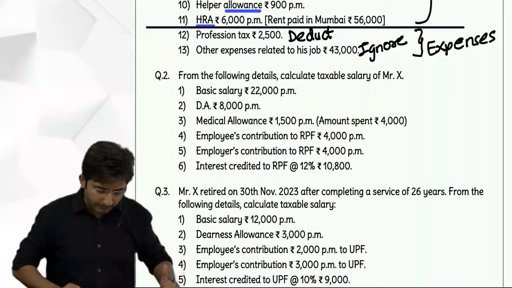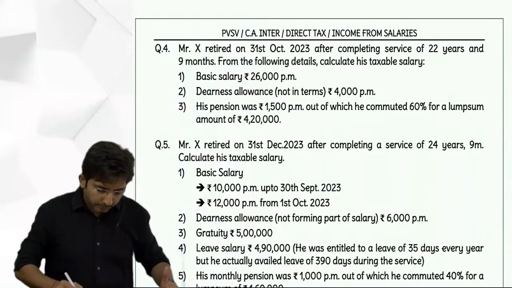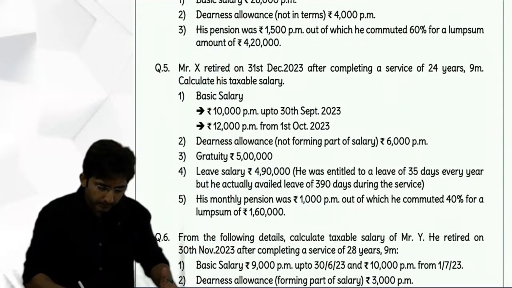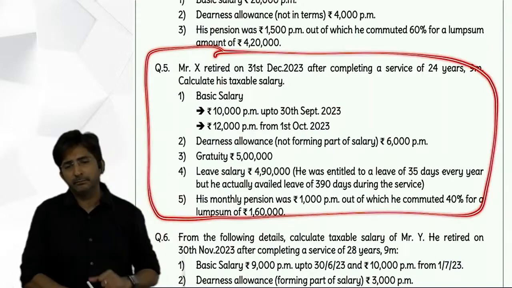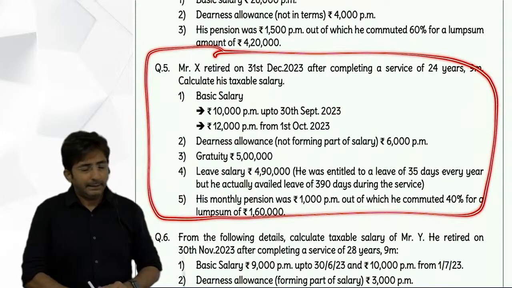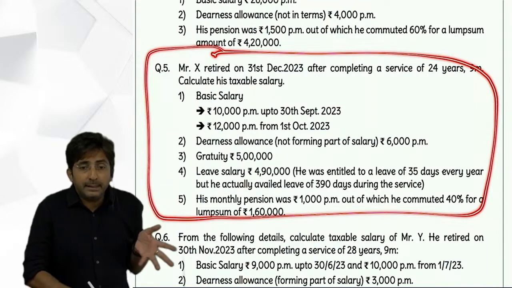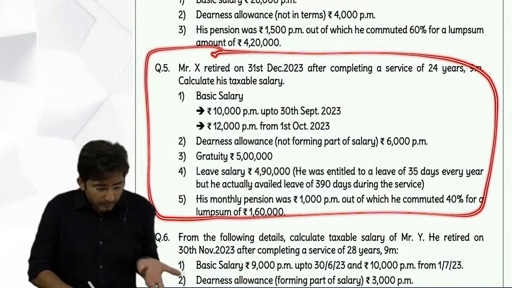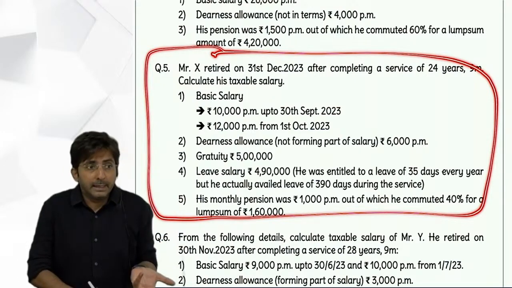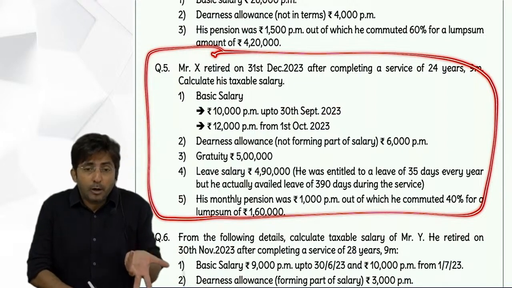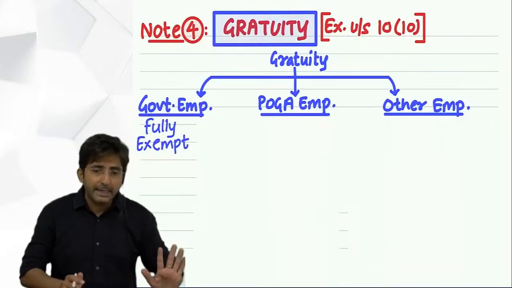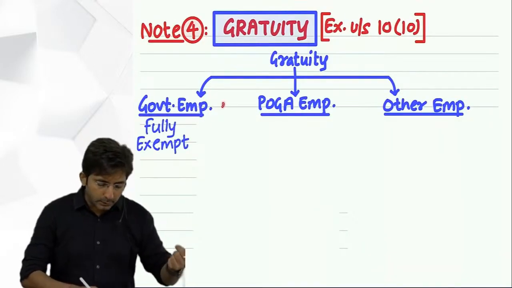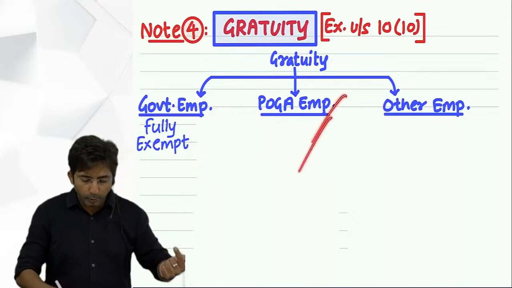Try this if you can. Tell me this question. We are not solving the sum, just tell me who he is. Is it written anywhere that he is a government employee? Nowhere it's written. Nor is it written that he is covered by the Payment of Gratuity Act. That means he is an other employee. So in short, you can easily identify whether it is a case of government employee, POGA employee or other employee.